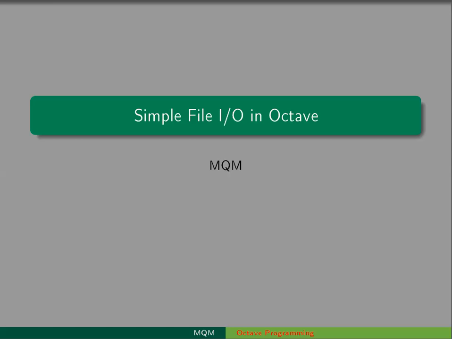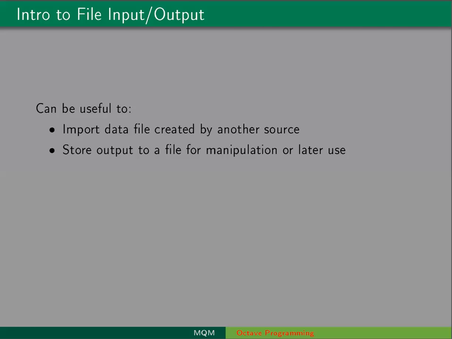The topics of this video are in the realm of file input and output in Octave. File input-output can be useful if we have, for example, data created in another source and we want to analyze that or work with that in Octave. We could have a data logging system that creates a file and then we want to analyze or work with that data in Octave. So we can import that data, and we can also create a file to store data that we generated in Octave. So that would be the output side of things.